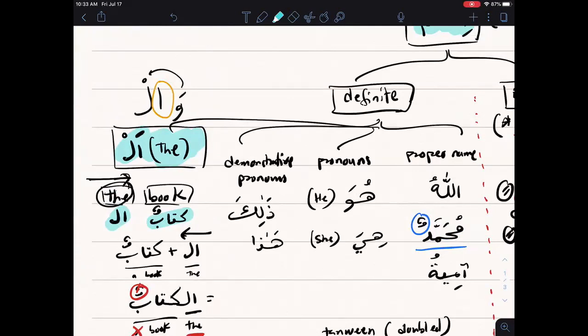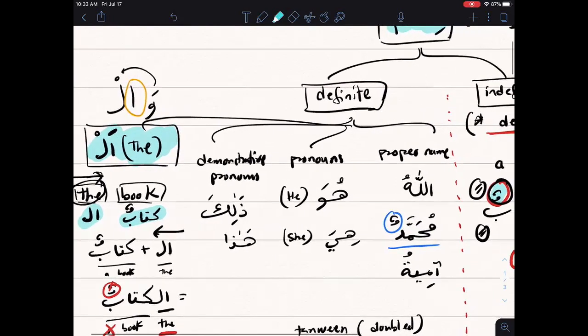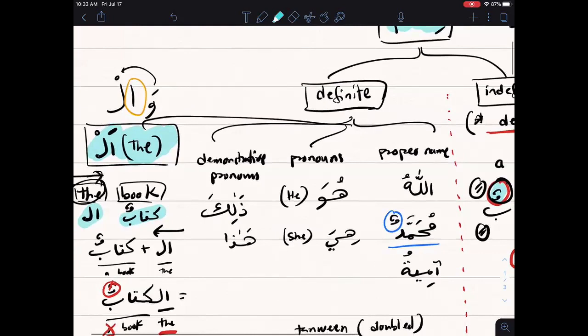Okay, as far as I know, there are 8 different ways we can make a noun definite. But no worries, a few of them are coming maybe in chapter 4 or 5. Right now, we don't have to worry about the other ones. These are the most important ones.